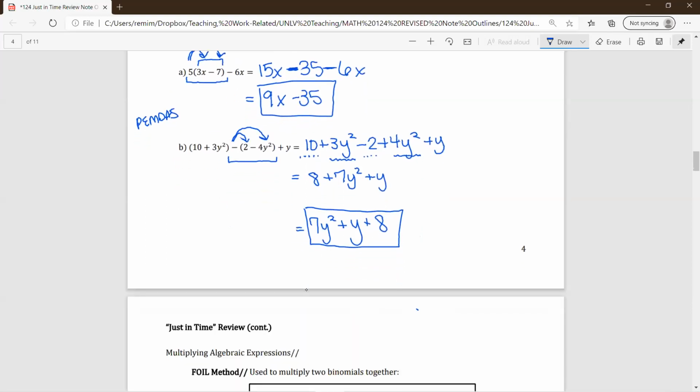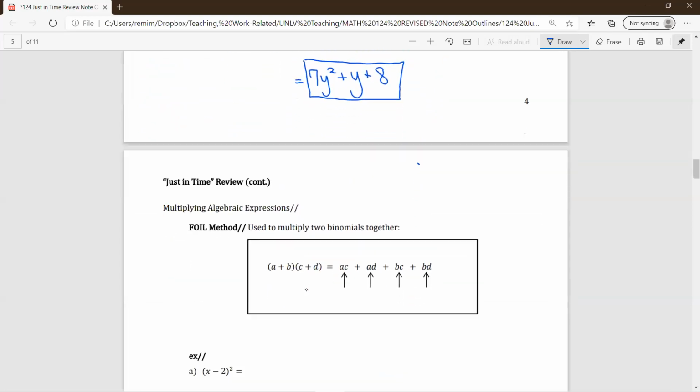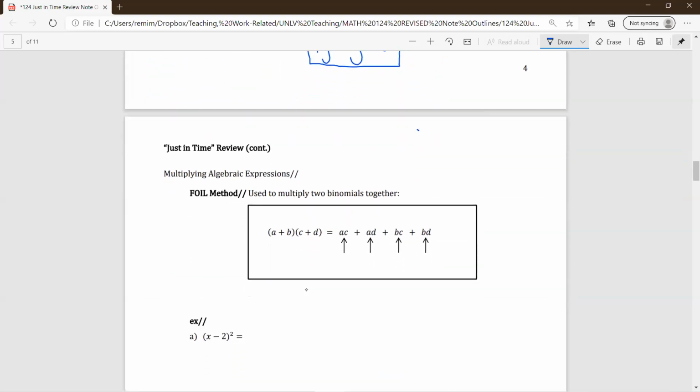Okay, so that's that. Now getting into multiplying algebraic expressions. The most famous idea when you're multiplying algebraic expressions is the FOIL method. But technically the FOIL method can only be used to multiply two binomials together. And what a binomial is, that just means that it's a two-term expression.